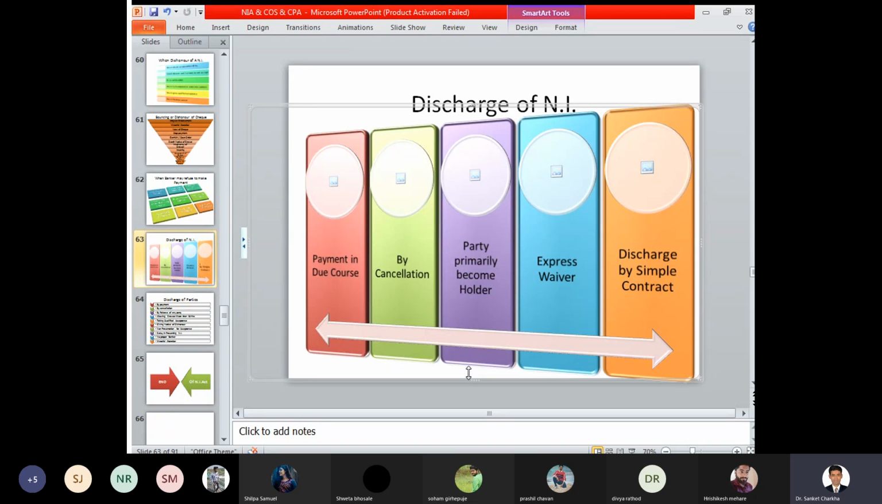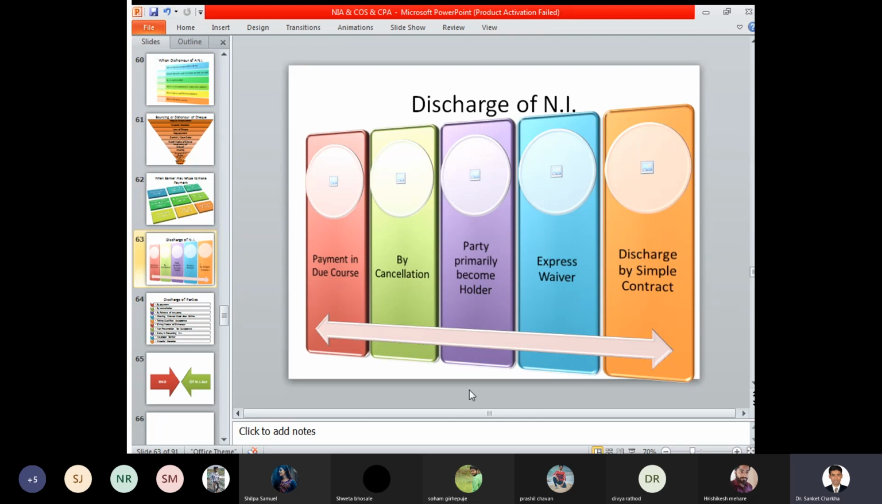Party primarily becomes holder. So if any one of the parties to the negotiable instrument becomes the primary holder, that is from the endorsement perspective. That is, you have prepared a particular check, but it gets transferred from one person to another person, and accordingly it reverts back to the original party. Then in this case we can say that the negotiable instrument gets discharged, and accordingly the payment cannot be made.